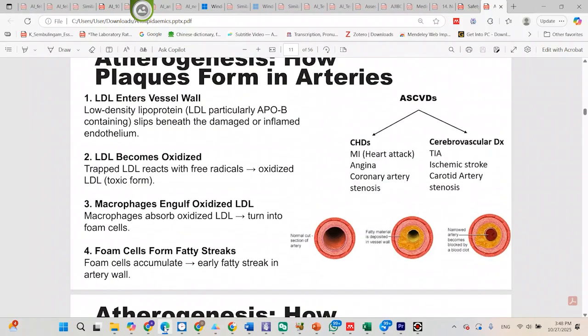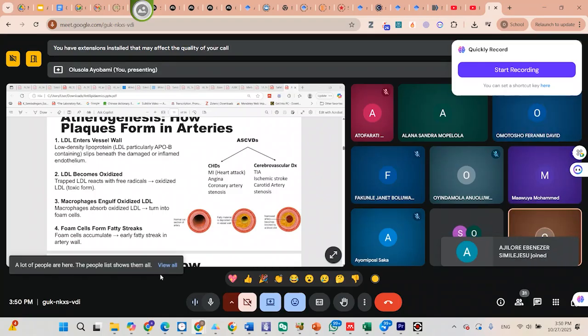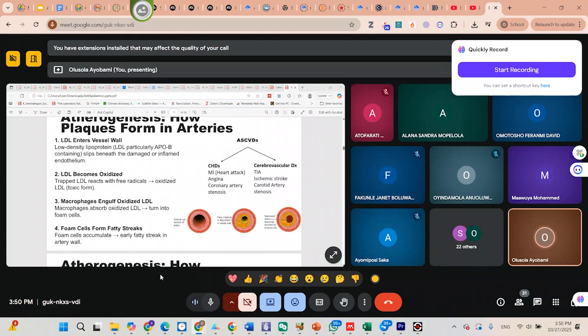Why? So let's explain. The low density lipoprotein itself can slip into the endothelium, the inner layer of your blood vessel. When this LDL enters the damaged or inflamed endothelium, it becomes trapped and interacts with free radicals and becomes oxidized into a toxic form.